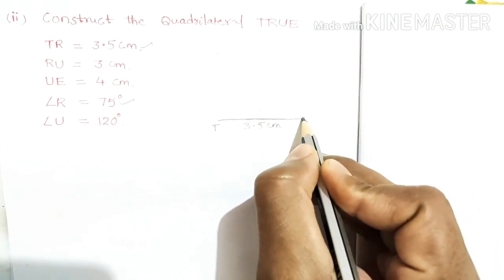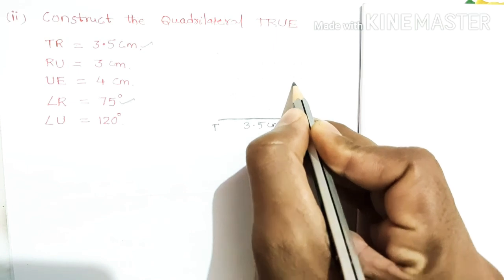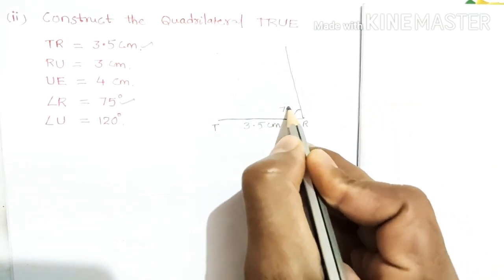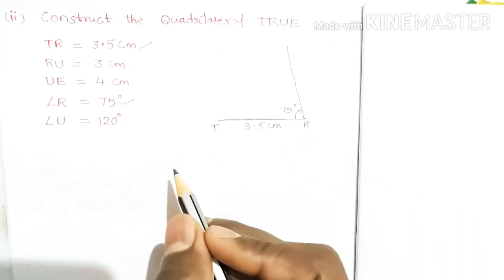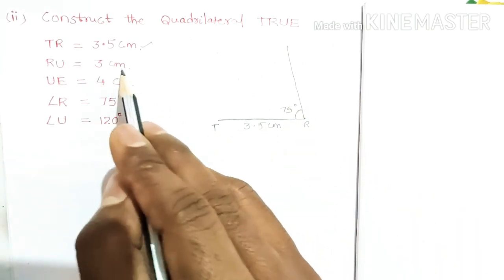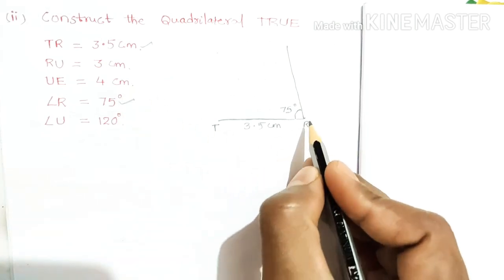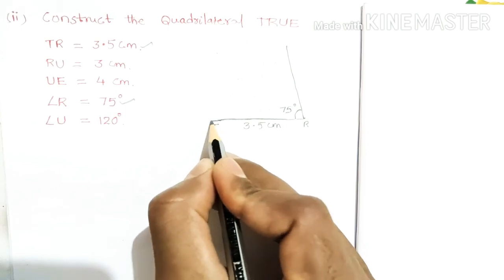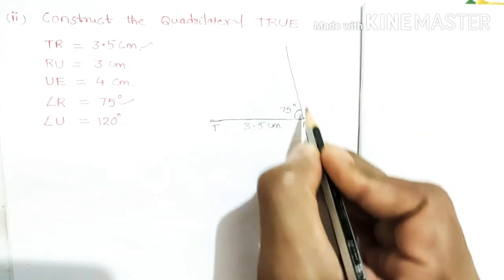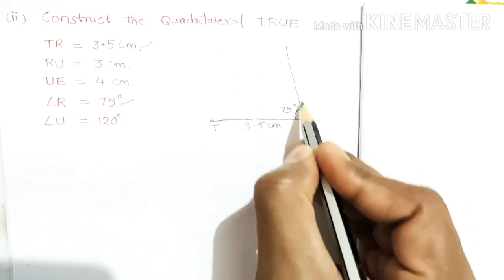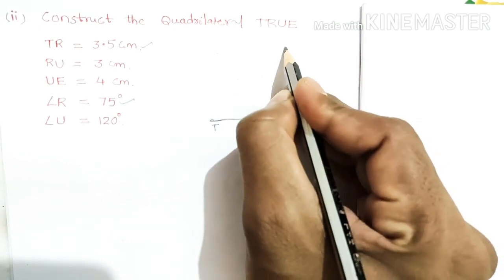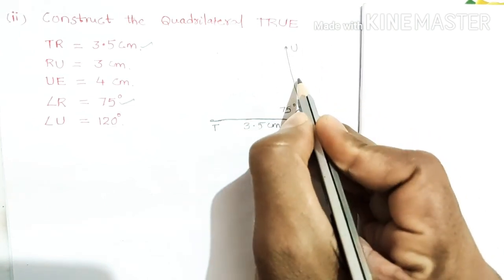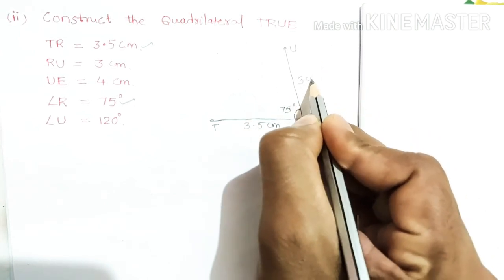At R, you have to construct 75 degree. Since we are only drawing a rough sketch, it will be less than 90. So you can draw this 75 degree angle at R. After that, RU length is 3 centimeter. U point will be somewhere on this ray. You think that the point is here, U. So RU length is 3 centimeter.